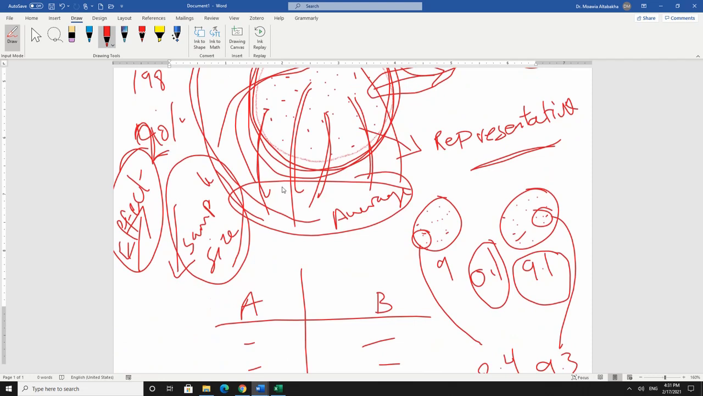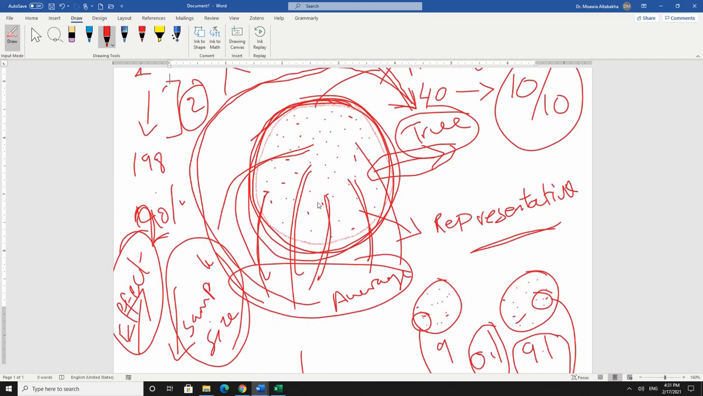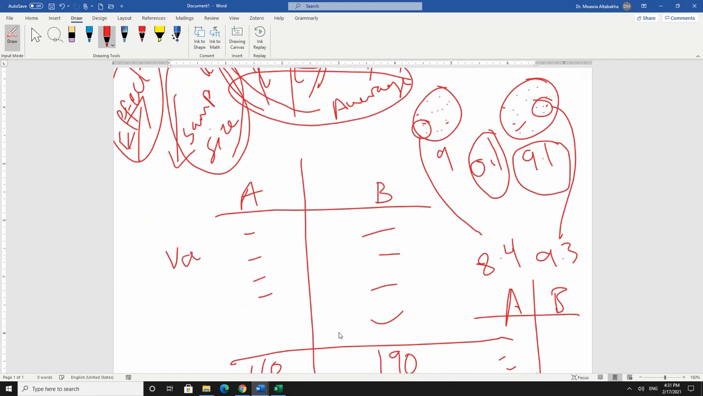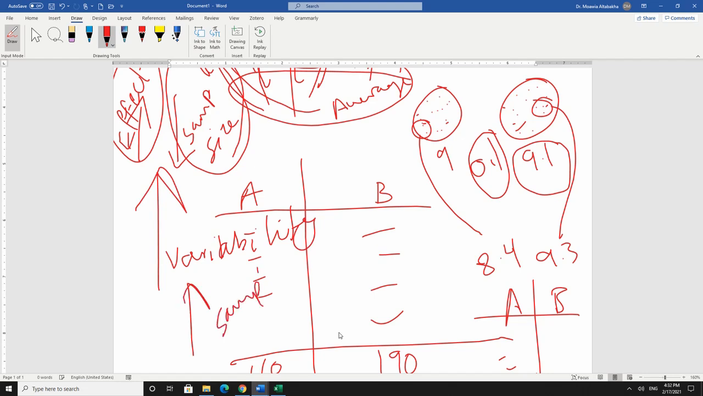Okay, another thing is variability. If I give a cholesterol drug, you know the effect of a cholesterol drug among different people can be different. There is variability between people. So the higher the variability between people in responding to the drug, we need a higher sample size as well. So the higher the variability, the higher the sample size.